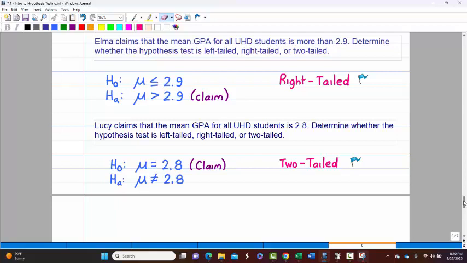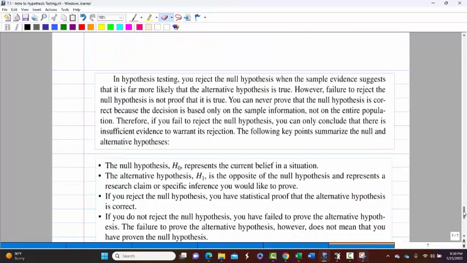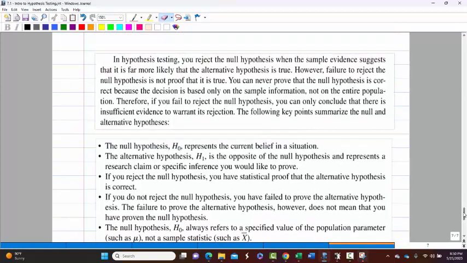Okay, let's see. And okay, let me just kind of look through some of this. It's probably a good idea for you to read this.